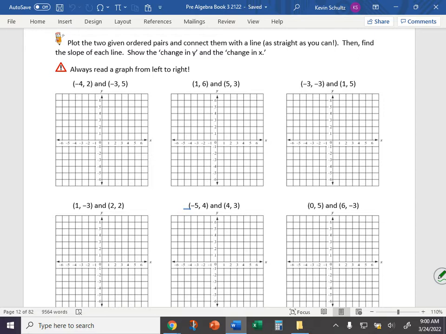So the first one, -4, 2. Your point's going to go right there. -4 on x, 2 on y. And your second point, -3, 5. Going to go there. Okay. And before I put my line in, we're actually going to find the slope because we don't want this to get too cluttered. Okay? But going off that definition of change in y over change in x, I mentioned slope being kind of like the directions. How would you describe how to get from that first point to the next one? The point on the left to the point on the right.